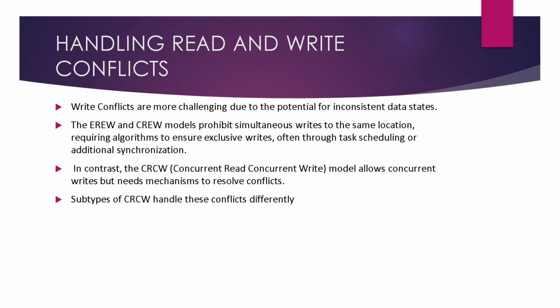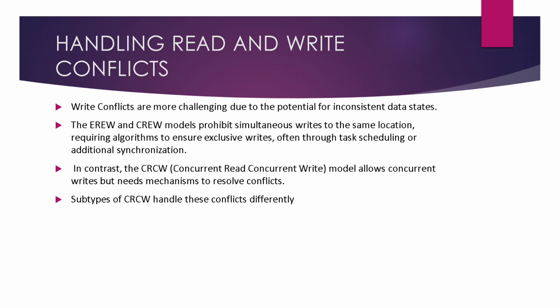Next is write conflicts. Write conflicts occur when multiple processors attempt to write to the same memory location simultaneously. These are more challenging due to the potential for inconsistent data states. The EREW and CREW models prohibit simultaneous writes to the same location. This requires algorithms to ensure exclusive writes, often through task scheduling or additional synchronization. In contrast, the concurrent read, concurrent write model allows concurrent writes, but it needs mechanisms to resolve conflicts. Subtypes of CRCW handle these conflicts differently.